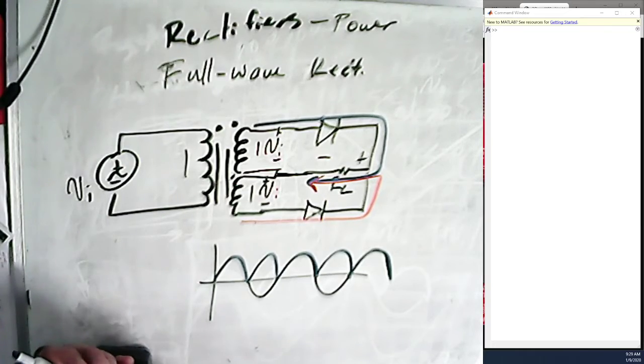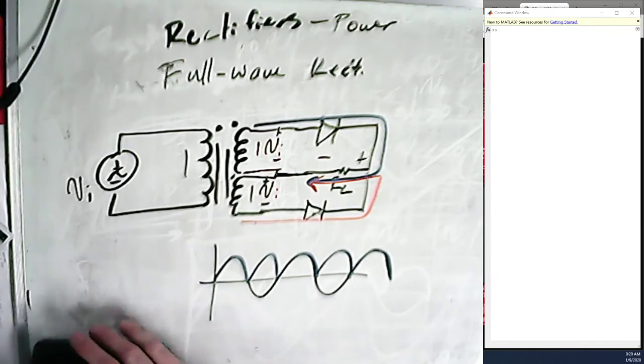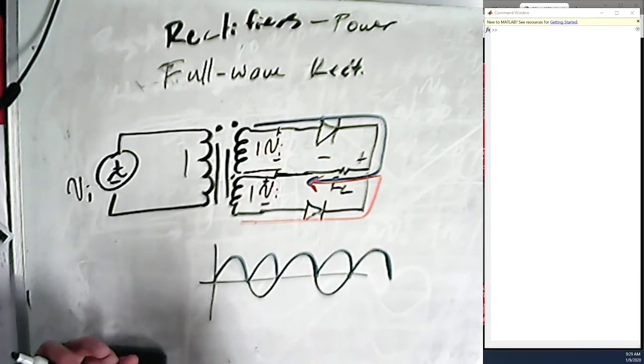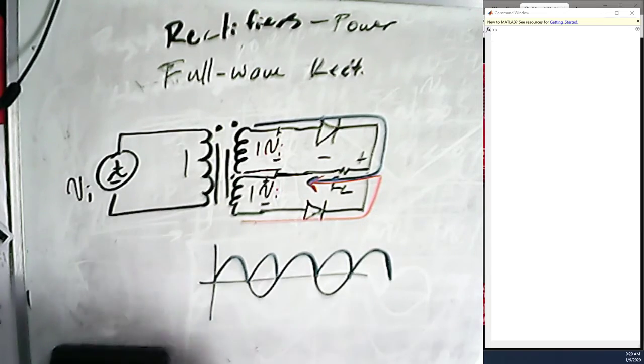We'll do some more equations on that when we get more, but I wanted to introduce you to the full wave rectifier. And that's it for our 3 power rectifiers. There is something called a signal rectifier, but we have to describe the non-ideal diode first, and so that'll be the next lecture.